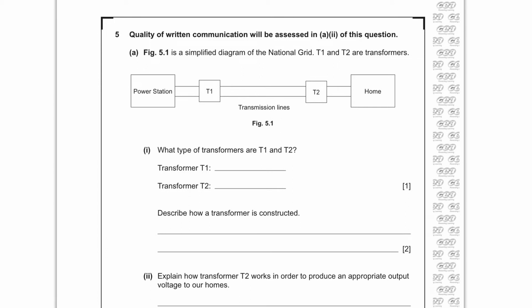Quality of written communication will be assessed in this question, part A2. A then. Figure 5.1 is a simplified diagram of a national grid, and T1 and T2 are transformers. What type of transformers are T1 and T2? So this is straight bookwork from your notes. T1 at the power station is stepping up and T2 is stepping down.